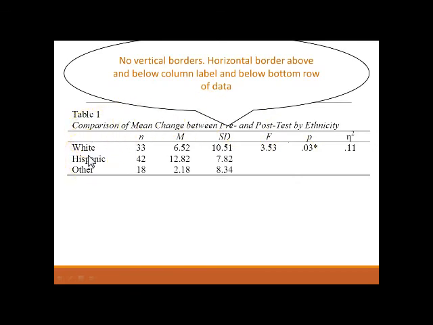So in either case, the default is that you're going to have vertical borders around all of the cells and horizontal borders as well. And so you're going to go in and turn them off. The only ones that you should have left would be a horizontal border above and below your column headers, and then a horizontal border below your last row in the table.